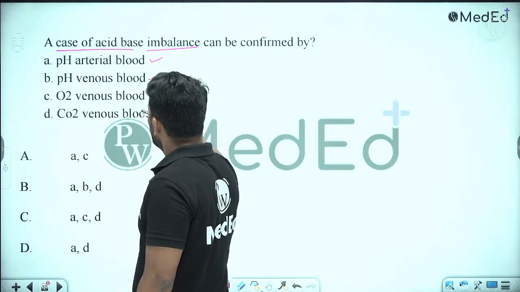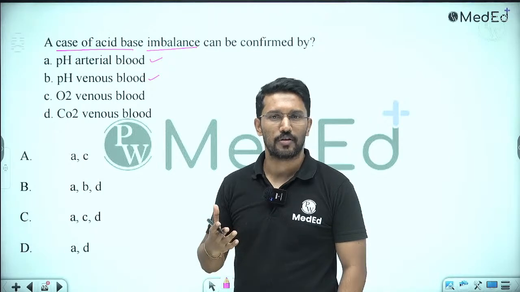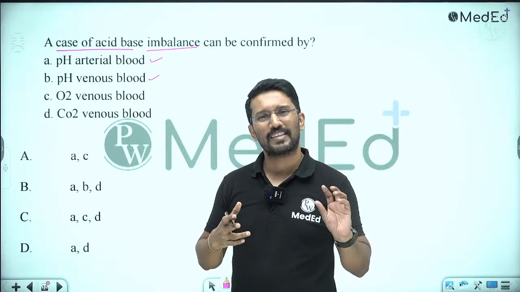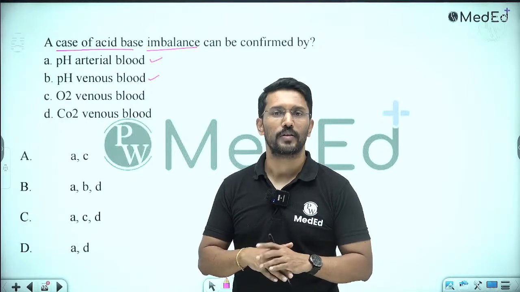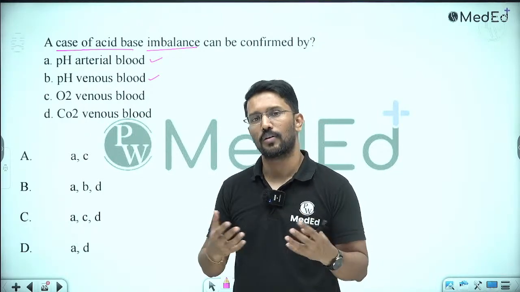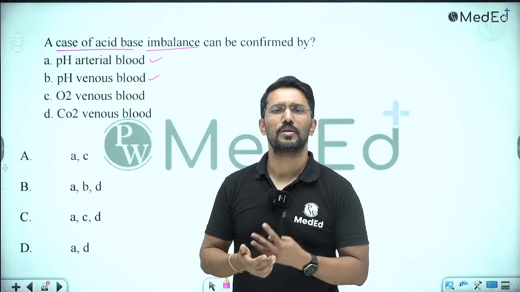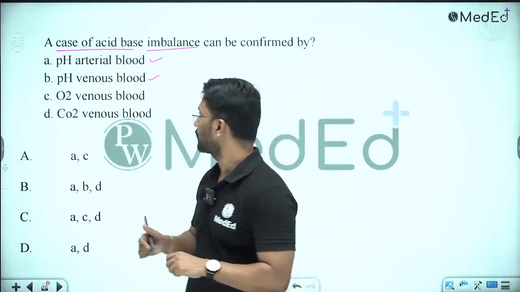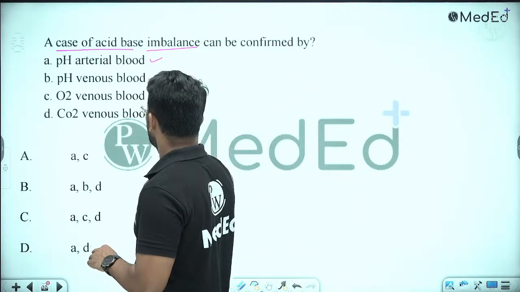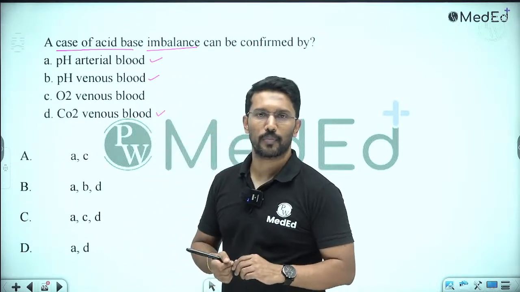pH of the venous blood, yes, why not? Because when it comes to the ABG, we can also do the venous blood gases for diagnosis of an acid-base disorder. It doesn't mean that always it has to be an arterial blood gas. If there are contraindications, the patient has got severe coagulopathy, you can't puncture the artery, you can do the VBG and make a diagnosis. So ABG is better, but VBG is also okay. So option B is also fine. Option D, CO2 of the venous blood, yes, that will also help me.